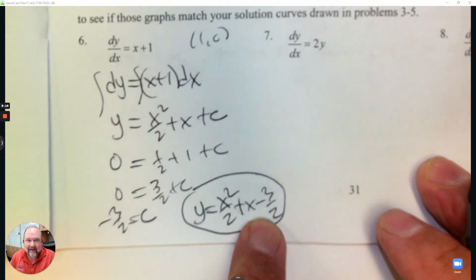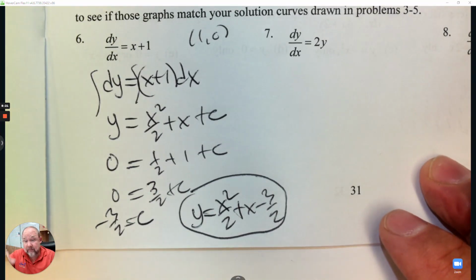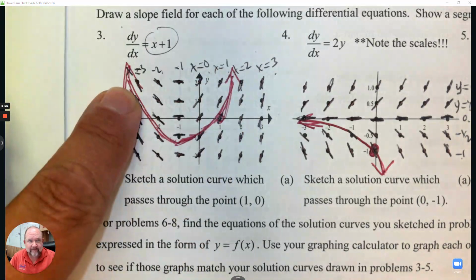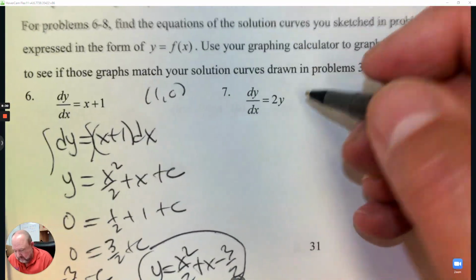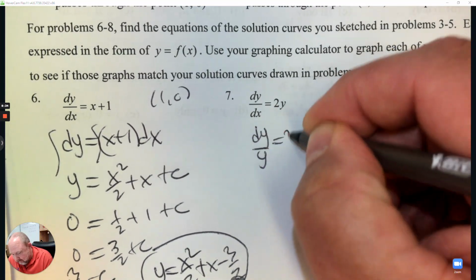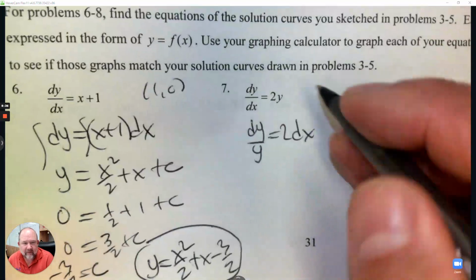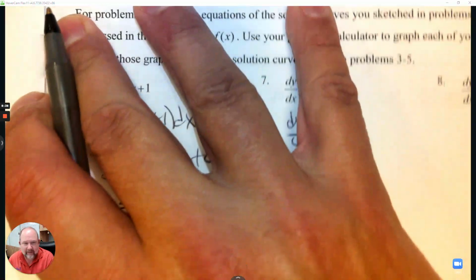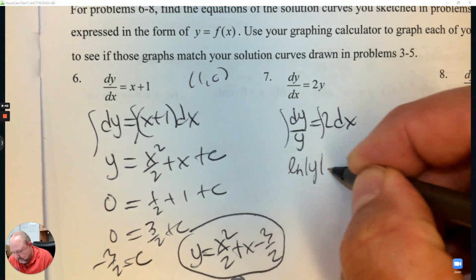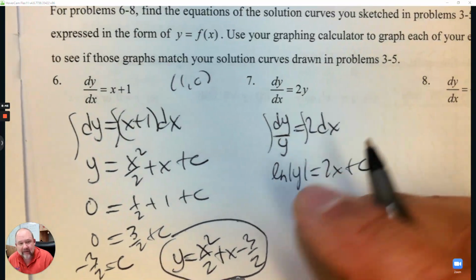So if you type that into your graphing calculator or Desmos, does it match the red curve that's above? You should check, see if that works or not. Number 4. I want to solve this diffie q, so I'm going to separate the variables. So I'm going to divide by y. I'm going to keep 2 there. So it's 2 dx and just divide by y, multiply by dx. When I integrate this, that's a logarithm, and that's 2x plus c.